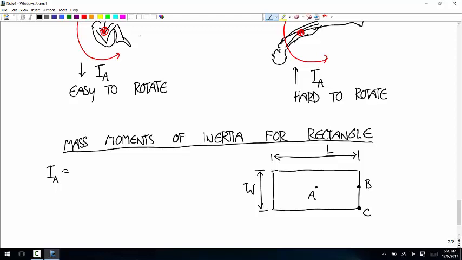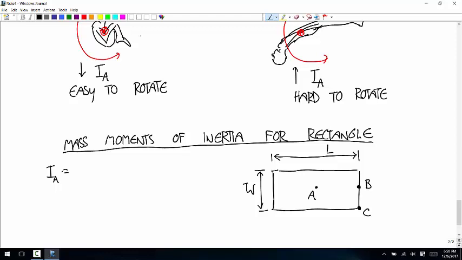So the mass moment of inertia here is going to be the smallest. The easiest to rotate, like on ice or something, the easiest way to get this thing rotating is to have the axis pointing right through the center. And then the second easiest is this one. It comes down to the distance between B and A is smaller than the distance between A and C. And then the biggest, the most difficult is if your axis is at one of the corners.